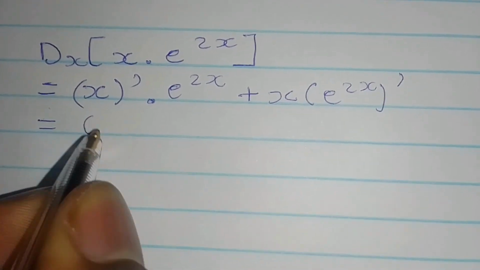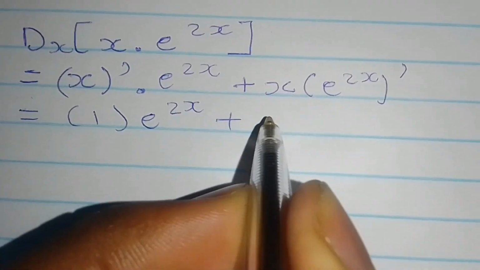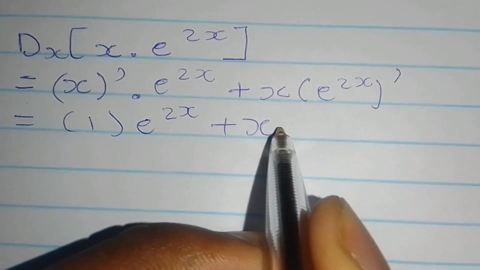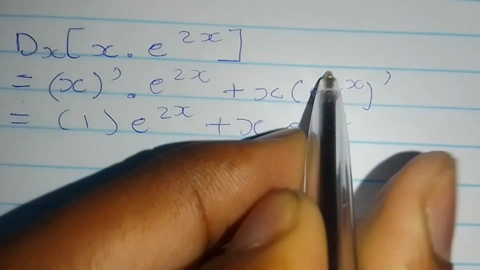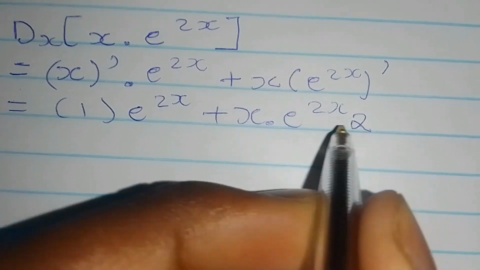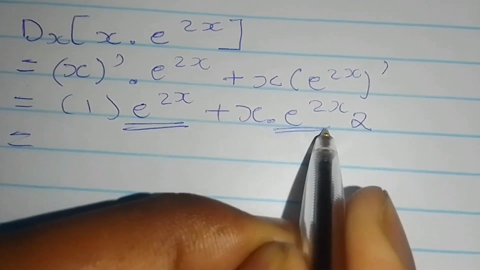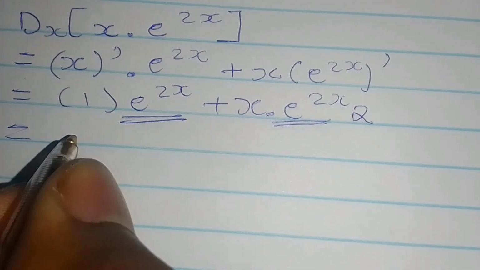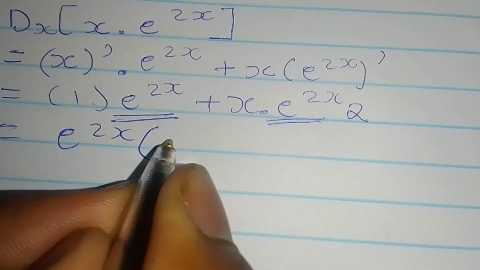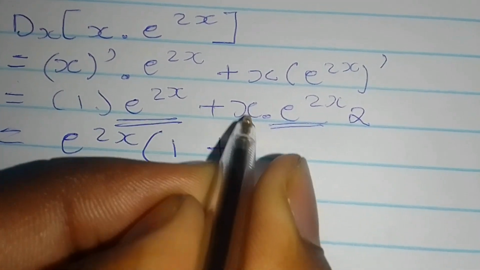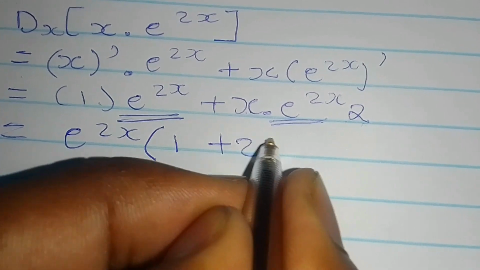The derivative of x is 1, so I have 1 multiplied by e to the power of 2x, plus x, and the derivative of e to the power of 2x is just going to be e to the power of 2x multiplied by the derivative of 2x, which is 2. Then notice now I have a common factor, e to the power of 2x. From there I can just say it's e to the power of 2x, and here I'll be left with 1. I have an addition sign, and here I'll be left with x and 2. X times 2, which is 2x.